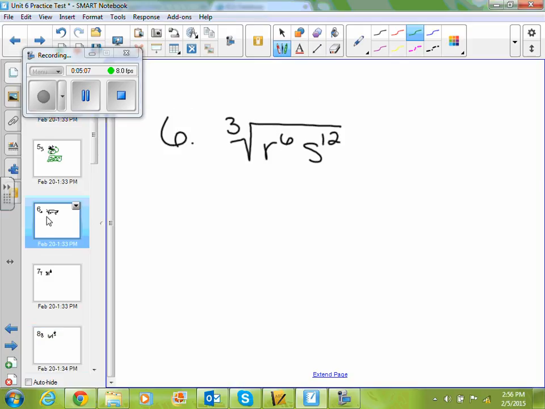Number six. The cube root of r to the sixth s squared. What do I do? Divide. So I take my inside number and divide by my outside number. 6 divided by 3 is 2. 12 divided by 3 is 4.